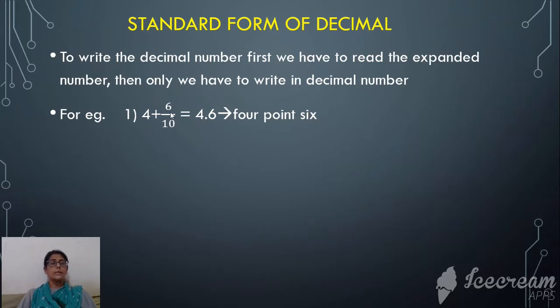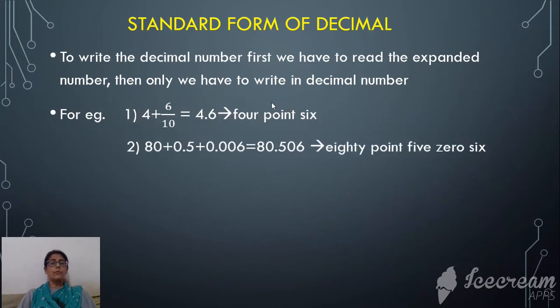4 plus 6 upon 10. So 4 is the whole number, you can check, right? So 4 we have written before the decimal as it is a whole number. Then 6 upon 10, so 6 tenths, right? So 0, then decimal dot and 6. So it is known as 4.6. How do we read this? 4.6. Now I will explain with another example.